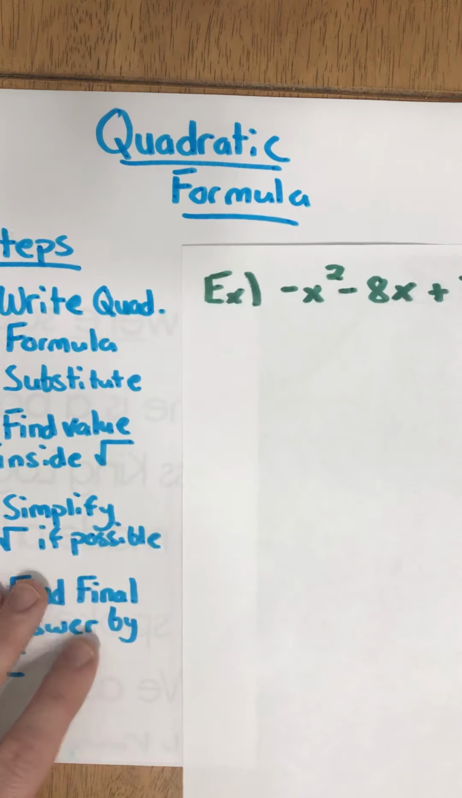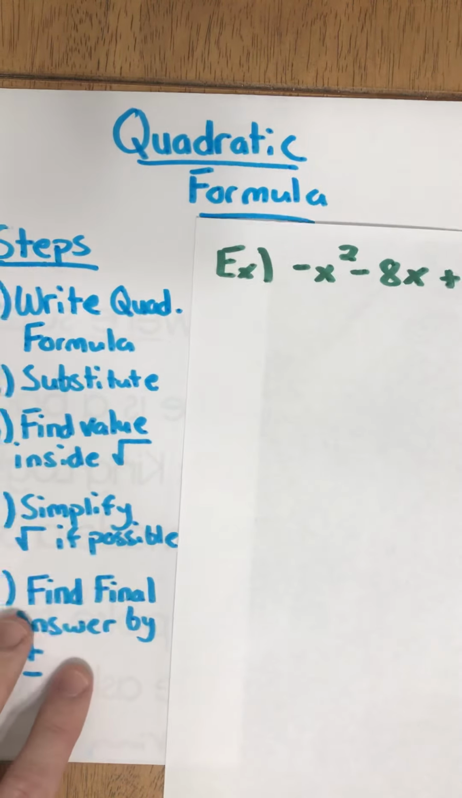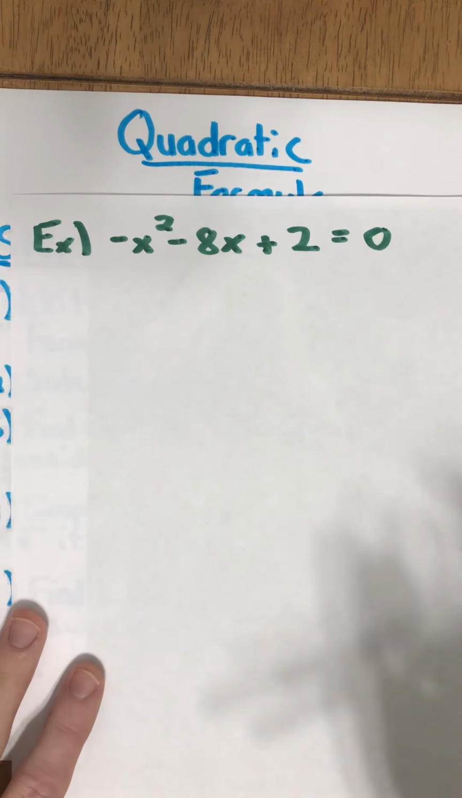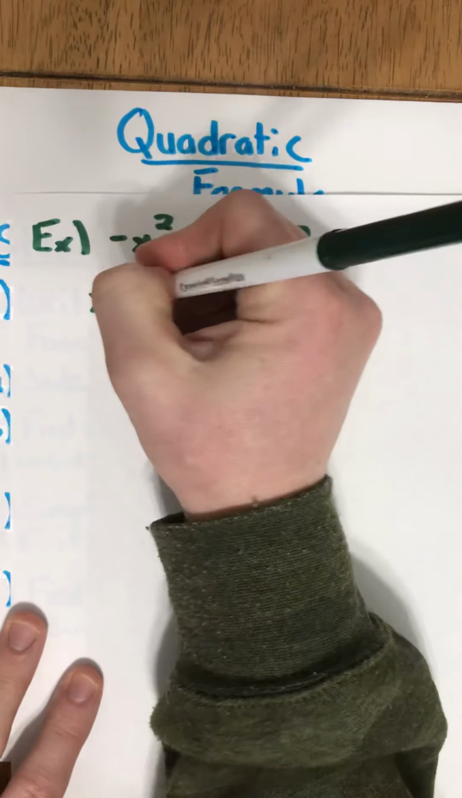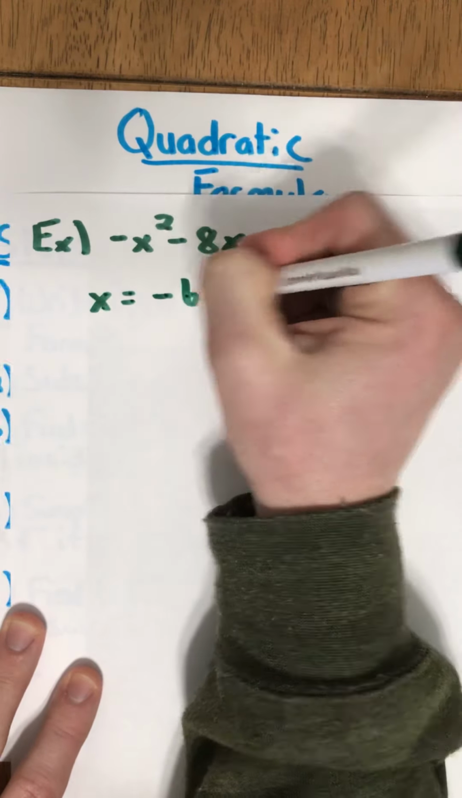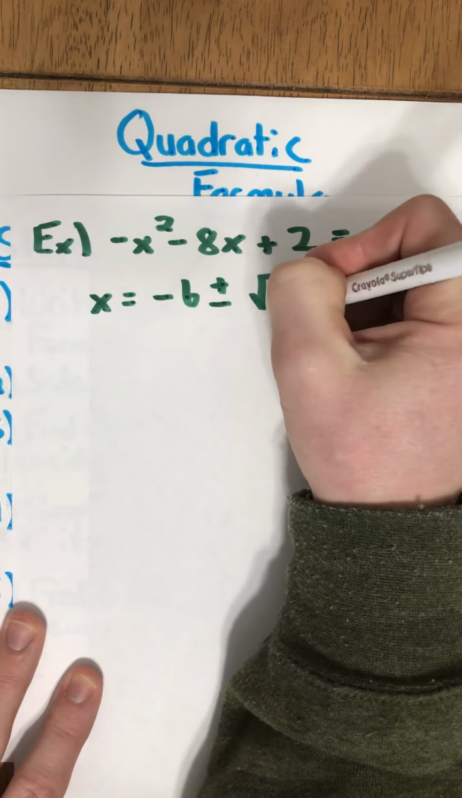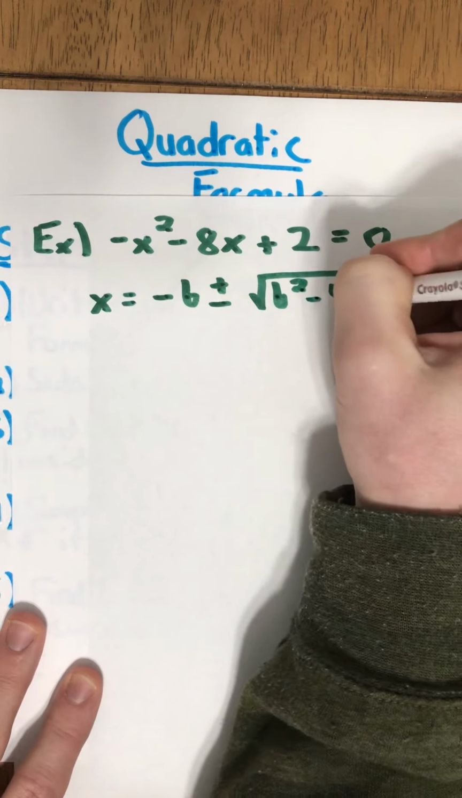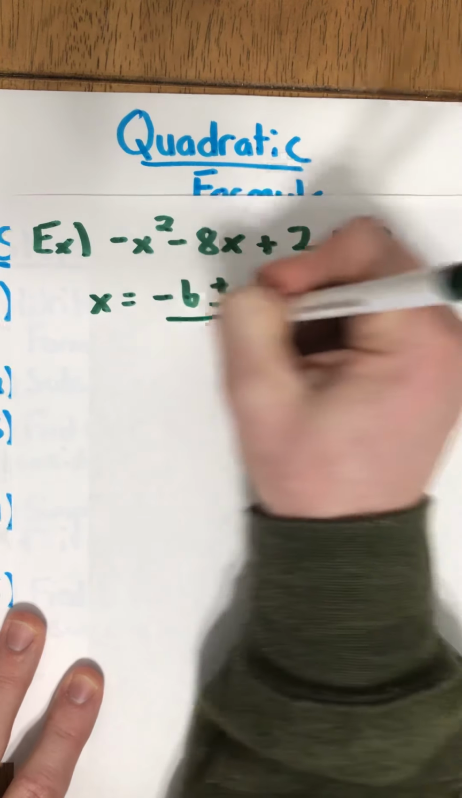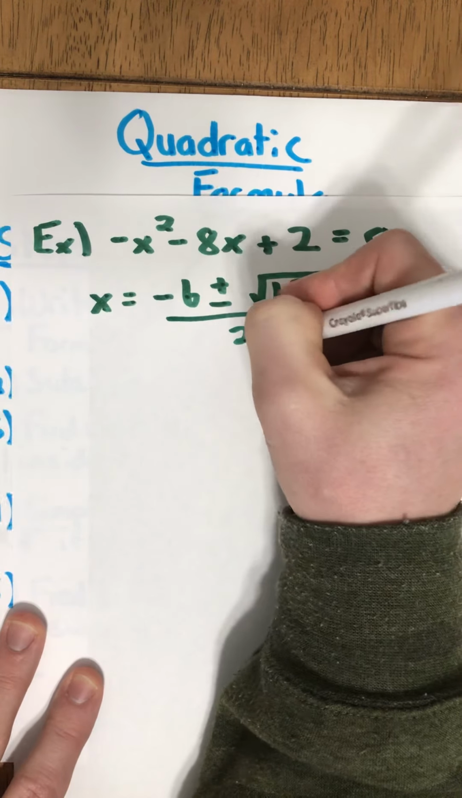So again, step one, write our quadratic formula. So we're going to write the quadratic formula out. x equals negative b plus or minus the square root of b squared minus 4ac divided by 2a.